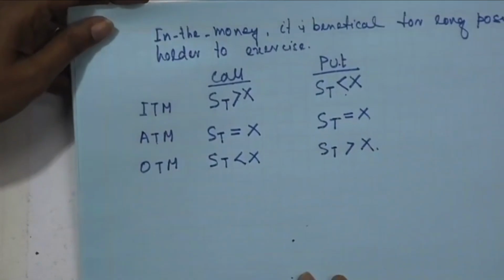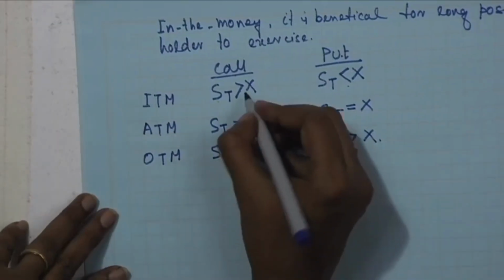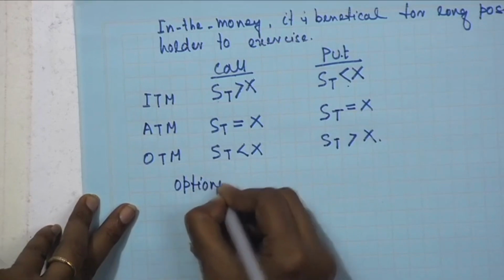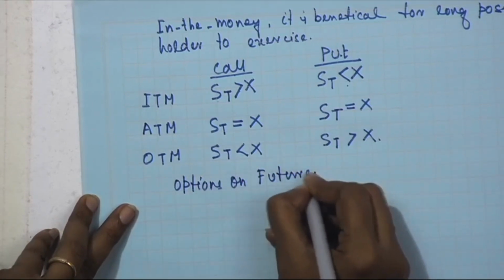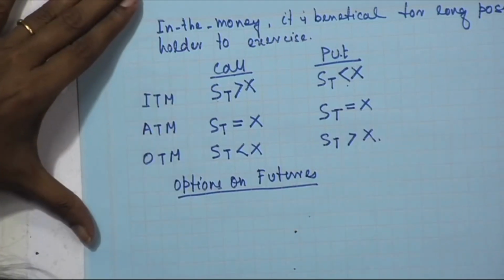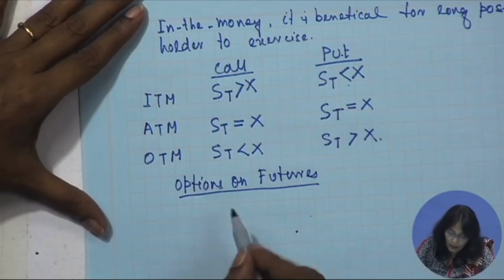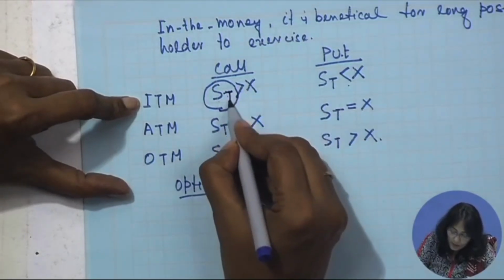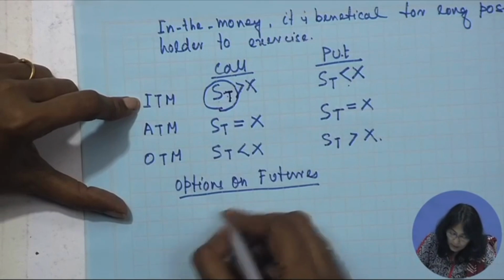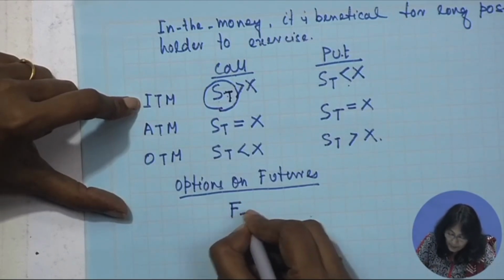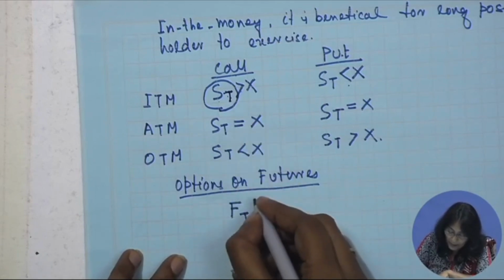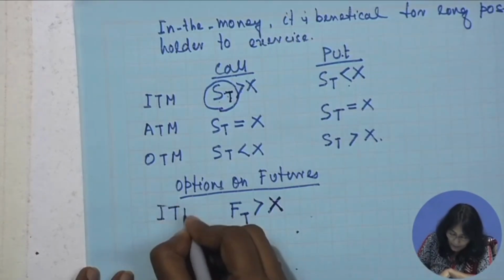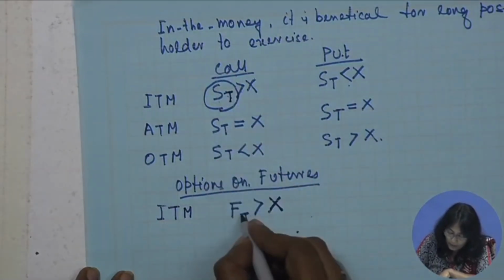Now let's go to our understanding of options on futures. When we are talking about commodity options that have futures as the underlying, when is an option going to be in the money? In place of ST, it is not the spot price of the underlying, we replace it with FT, that is the futures price prevailing on the option expiry date. If it is greater than the exercise price, then it will be in the money and the long call option holder will exercise.